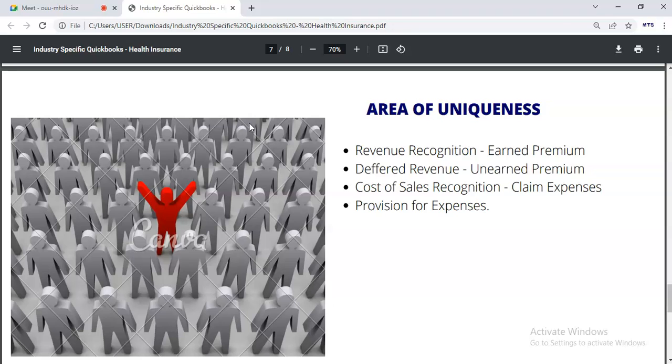For instance, in the policy, there's also going to be what we refer to as a policy period. That is, we are insuring our health for the year 2022, for instance. That's probably going to be from January to December. Now, when they pay me this money in January 2022, I am not going to recognize this money as my revenue until the end of that policy period, which is the end of the year, that is in December 2022.